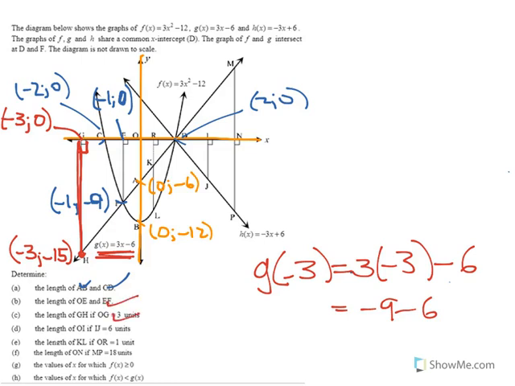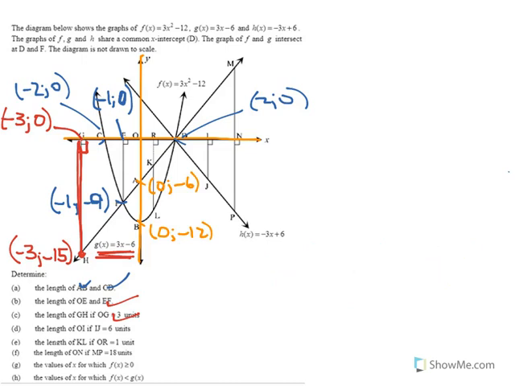Righties. Okay, so that's done. Next up, we have the length of OI. The length of OI, where is I? Okay, the length of OI, that was inadvertently illuminating. Okay, so OI, if IJ is 6 units, so this guy over here is 6 units.